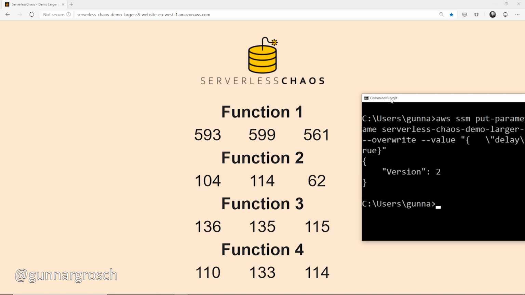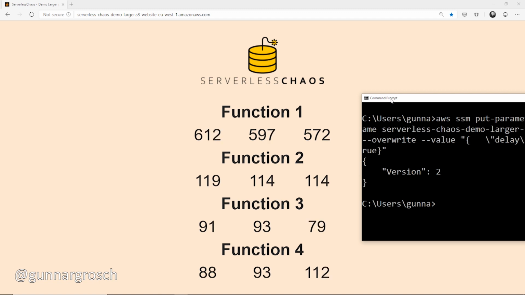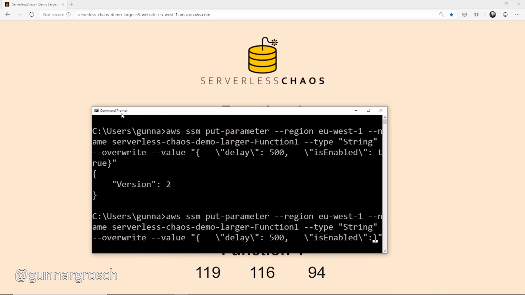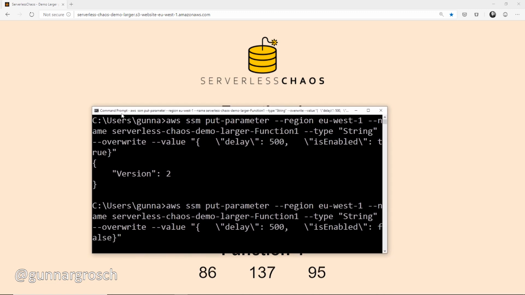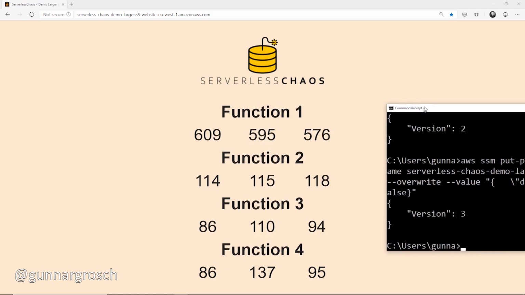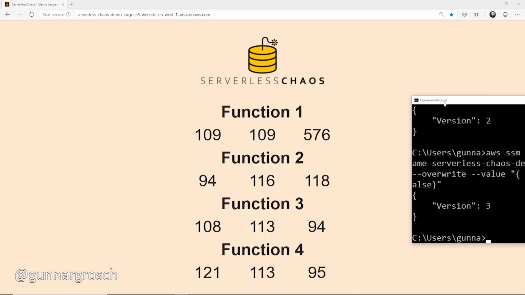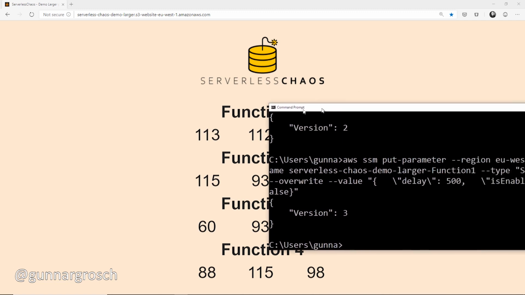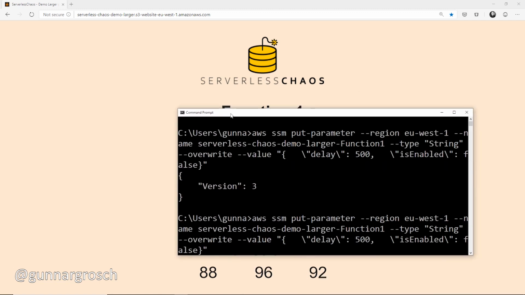That is cool. So now we're able to inject chaos into one of the functions instead of all 4 at once. Let's change this back to false. And hopefully it should, yes, our stop button works. We're able to stop the experiment just as easily as we're starting it. That is cool. So let's just try it once more.